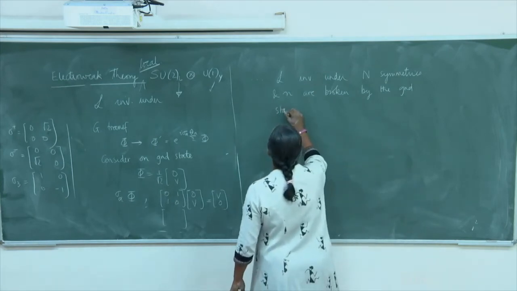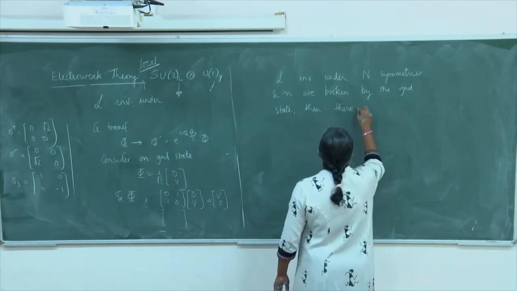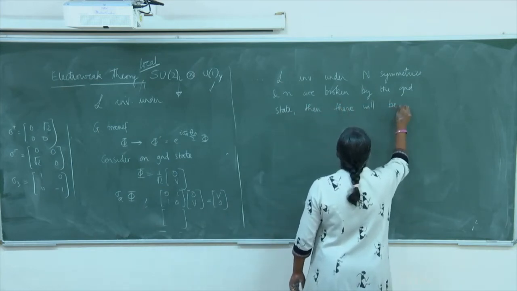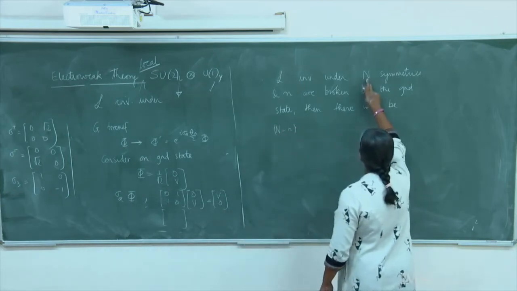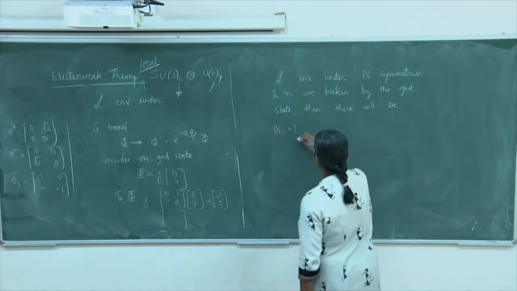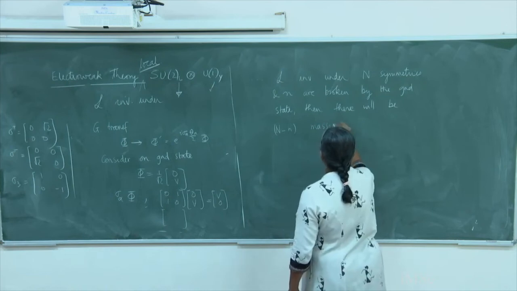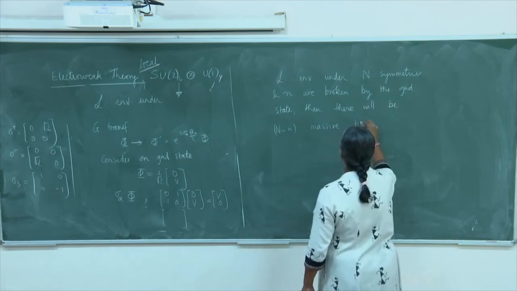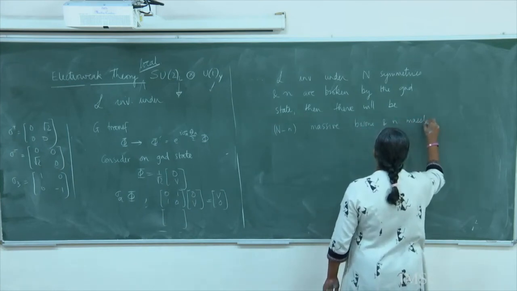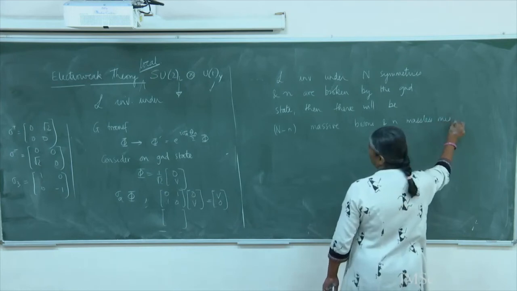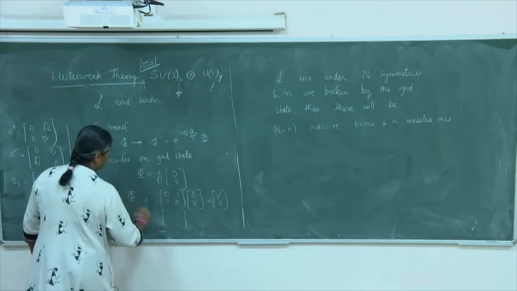Ground state, then there will be so total number of symmetries minus the broken ones, massive bosons and in massless ones. Okay. So here you can see that these are the generators of SU2.